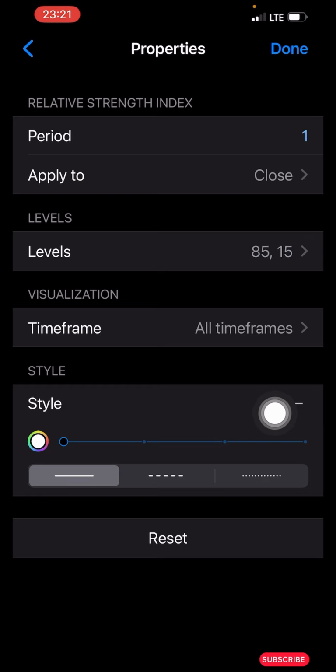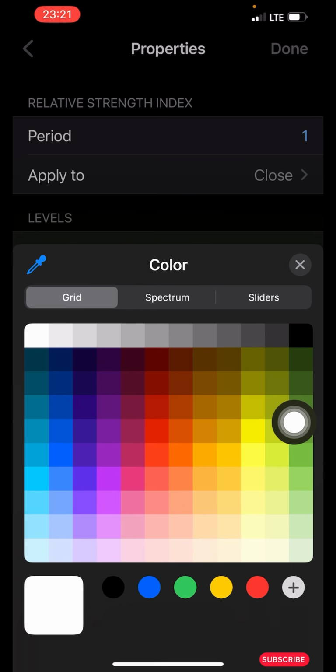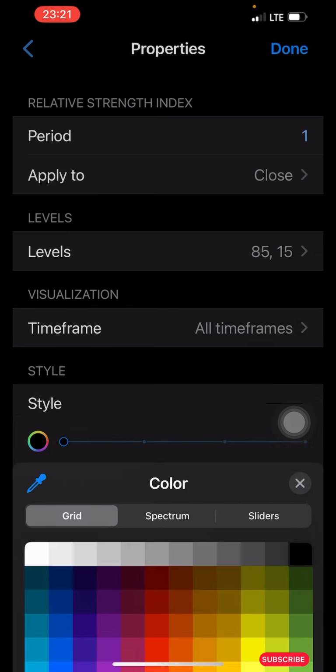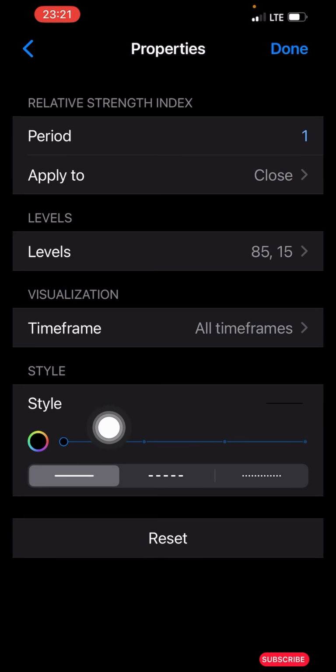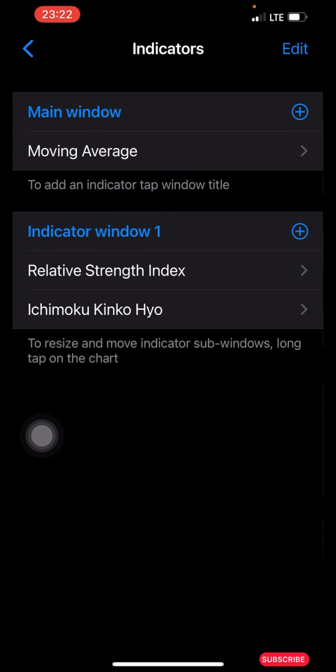Now under the style you make it color white, or you make it the color of your background. As long as you make it 1 pixel, it will not reflect on the chart anymore. So make sure the pixel is 1. After that you click on done, and that's it for the relative strength index. Whenever you add the relative strength index, the indicator window 1 will be formed.